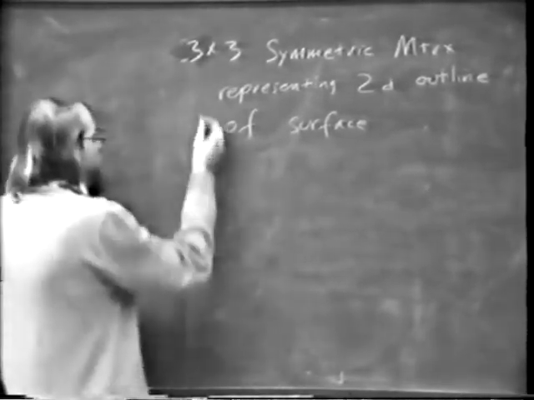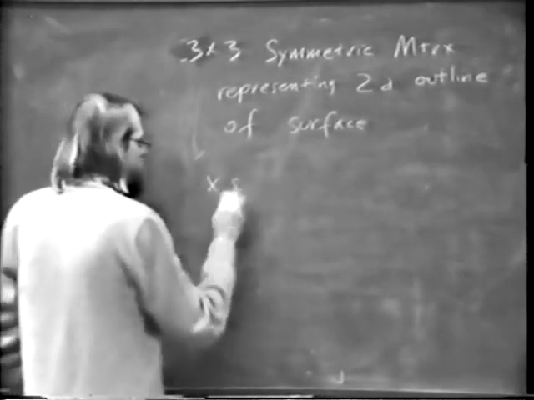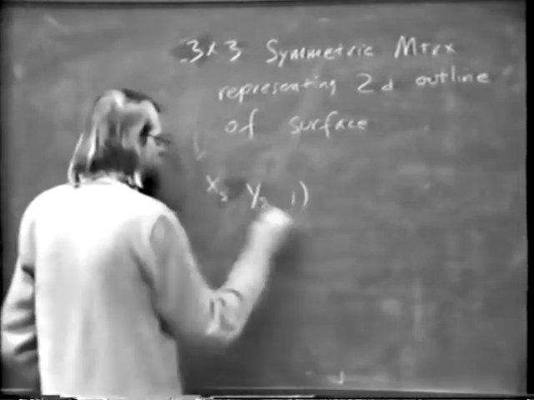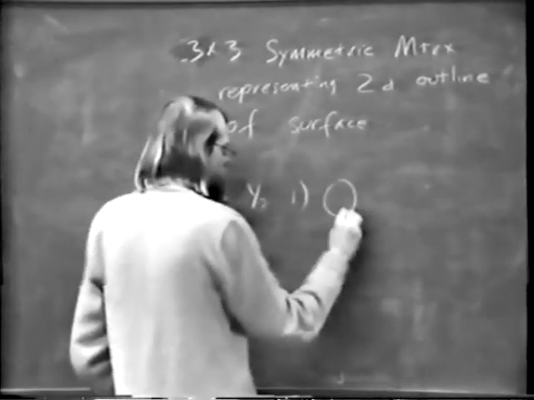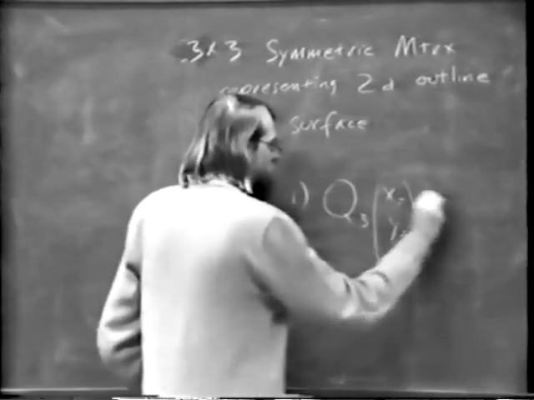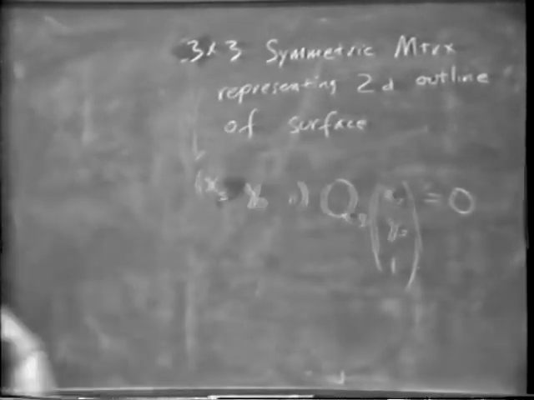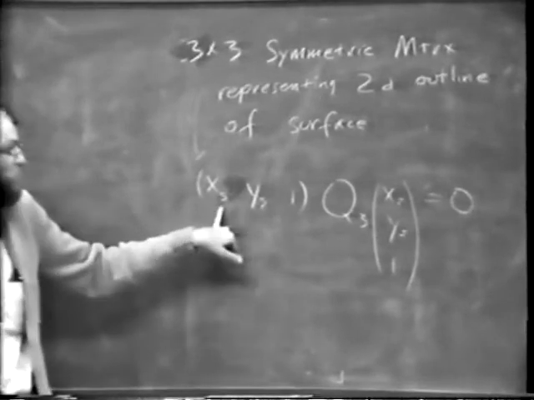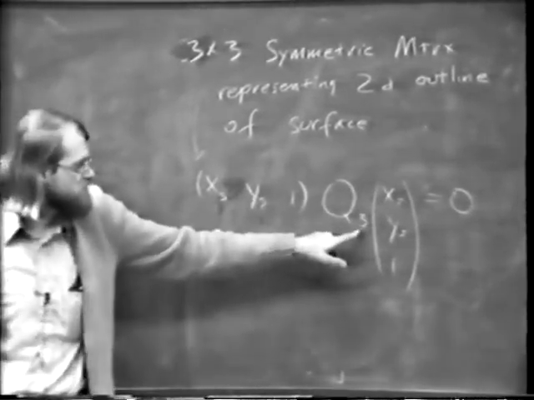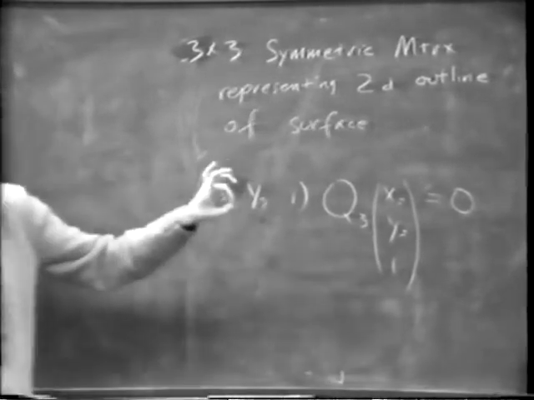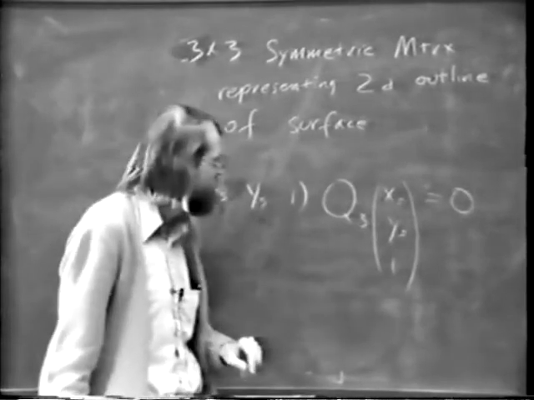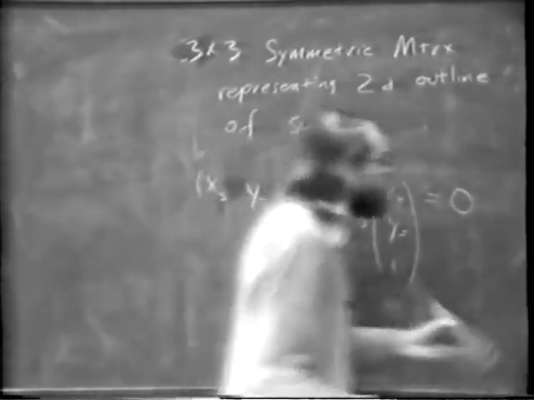So what we want is something of the form like this. This defines in xs and ys, x screen and y screen coordinate space, what the curve is. Q3 here means it's a 3x3 matrix. It's a 2D curve, 2D homogeneous curve. How do we come up with Q3?